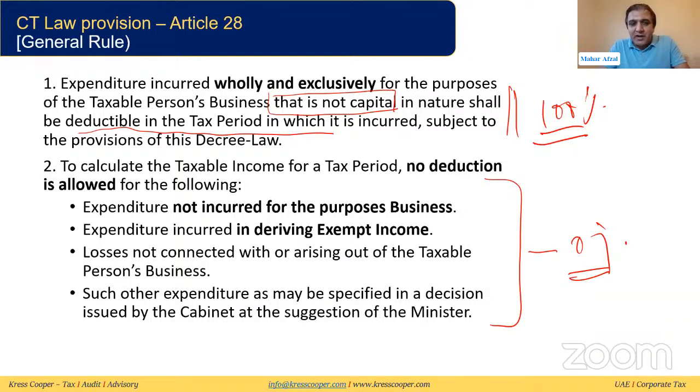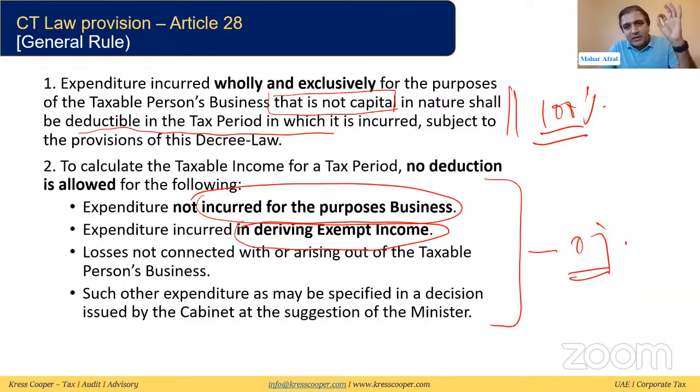No deduction is allowed for the following. First, expenditure not incurred for the purpose of business. If you are not incurring expenses for business purposes, you don't have any right to claim them. Second, expenditure incurred to derive exempt income. If the income is exempt, an apple to apple comparison, if you are not paying any corporate tax on the income, definitely you cannot claim the expenses related to that exempt income as well.